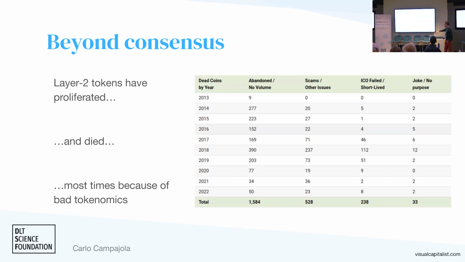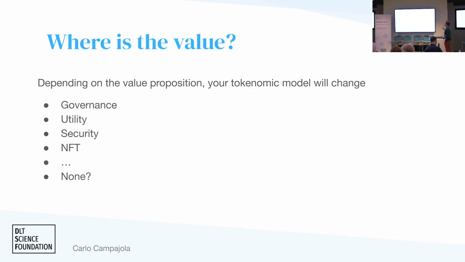So this is also a cautionary tale, right? Then there are, of course, the scams, but let's not count them. The most important thing is that most of them just get abandoned because nobody is interested anymore. So the question you need to ask yourself if you have to design a tokenomic model is, where is the value in your layer 2 token? And depending on the value proposition, your model will change.